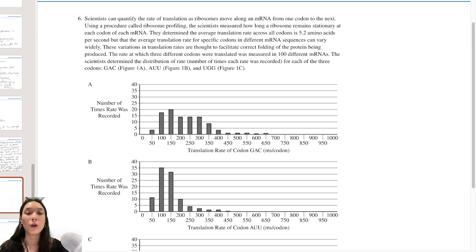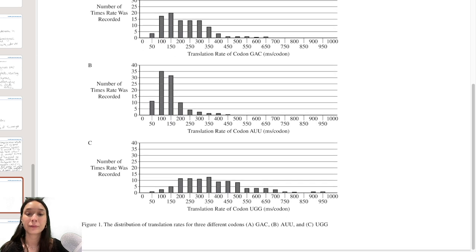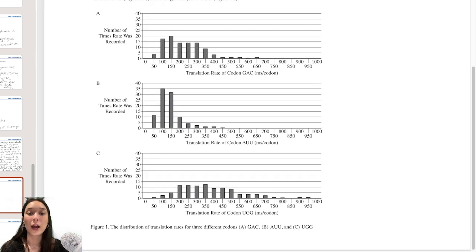For each of the 3 codons, you have GAC, AUU, and UGG. These graphs are a little bit different from what you're used to. They're not the standard bar graphs that we made in, I believe, question 2. These are more so what are known as histograms.